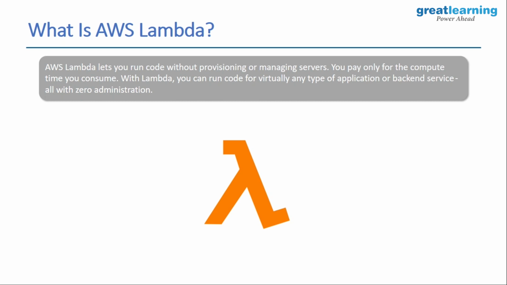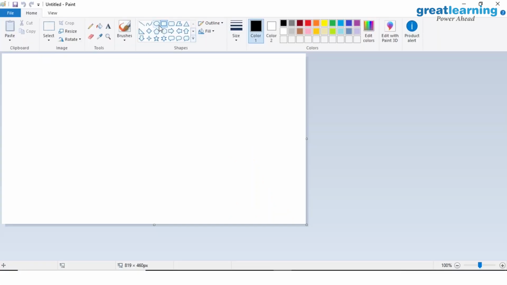So when we talk about AWS Lambda, what it does is it lets you run code without provisioning or managing servers, right? Something that we've already discussed. You pay only for the compute time you consume, and with Lambda, you can run code for virtually any type of application or backend service with zero administration, absolutely zero administration. To explain this part more to you, let's go back to our own method. Let's assume that this is you.